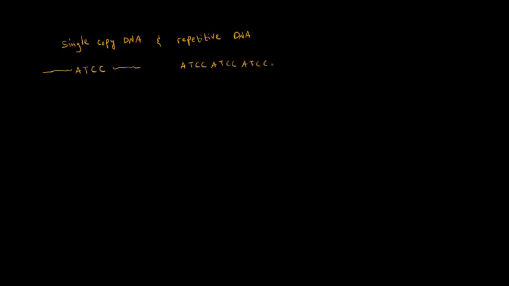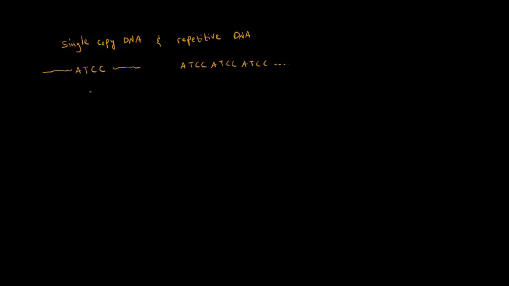Now that we're talking about telomeres, I want to bring up a topic that's tangentially related, and that is single copy DNA and repetitive DNA. So single copy DNA is when you have a DNA sequence, I'm just going to make one up, let's say A, T, C, C, that basically does not repeat itself, so it might be flanked by other DNA sequences, as opposed to repetitive DNA, which is when you have a DNA sequence that keeps repeating itself. So you might have that ATCC, and then again, ATCC, ATCC, etc.